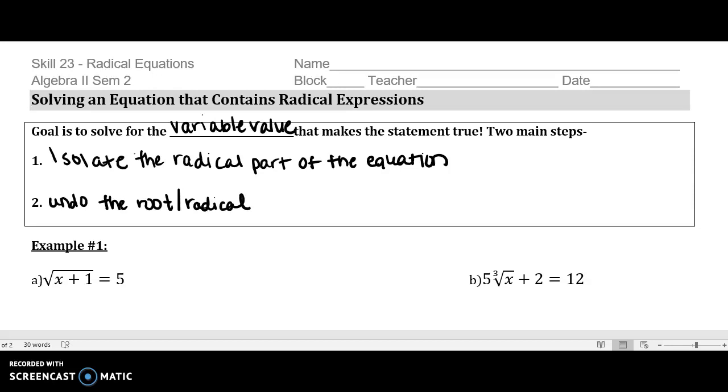Well, how do we undo this root or radical? Well, we're going to do the inverse operation, okay? Just like the inverse of addition is subtraction, the inverse of multiplication is division, okay? If we want to do the inverse of a root, so say I have the square root of x, to undo that, I raise it to the same power as the index to undo it. Okay, so that is the inverse operation to undo the root radical.